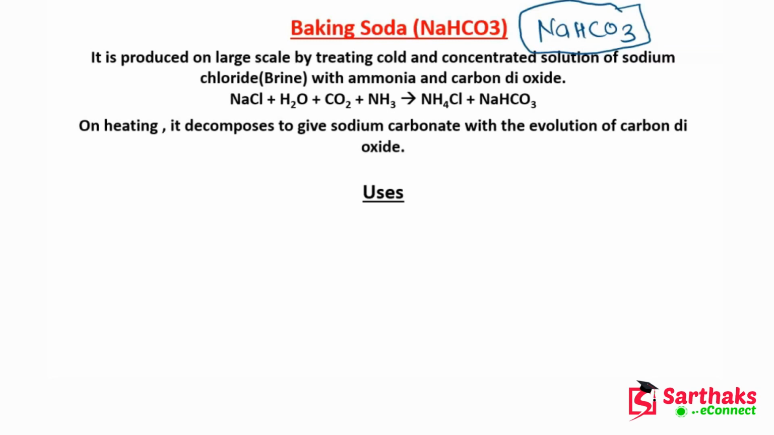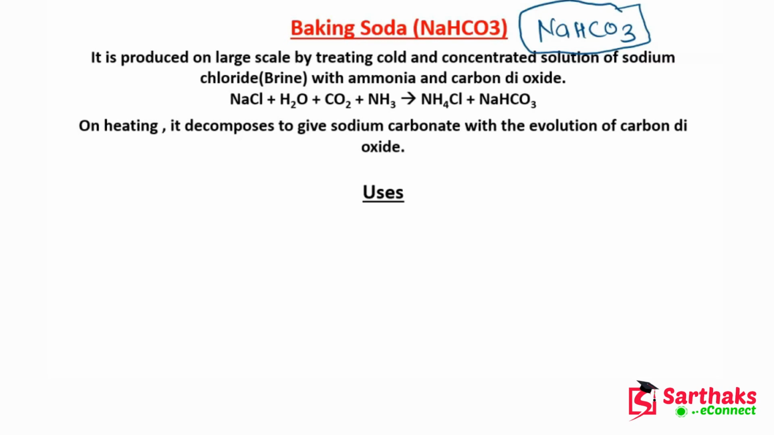So guys, baking soda is produced on a large scale by treating a cold and concentrated solution of sodium chloride, which is also known as brine, with ammonia and carbon dioxide. When these reactants react, then sodium bicarbonate, NaHCO3, and ammonium chloride are produced.